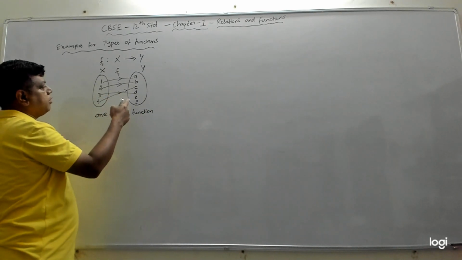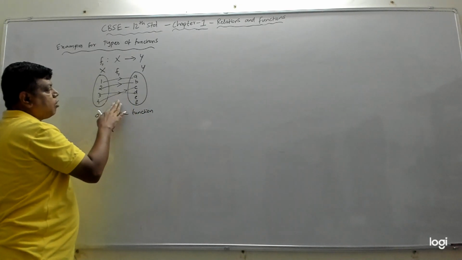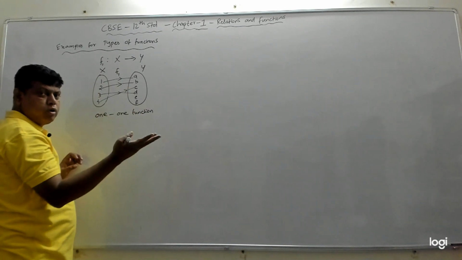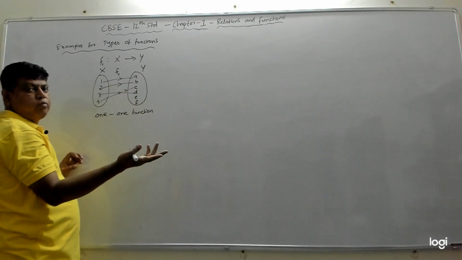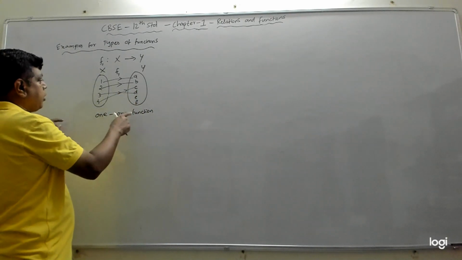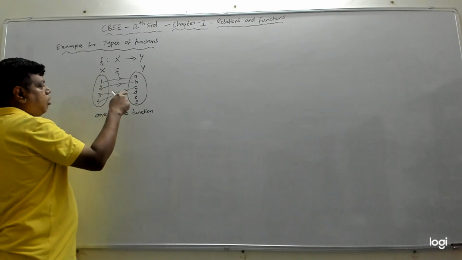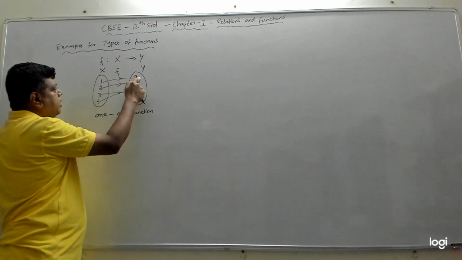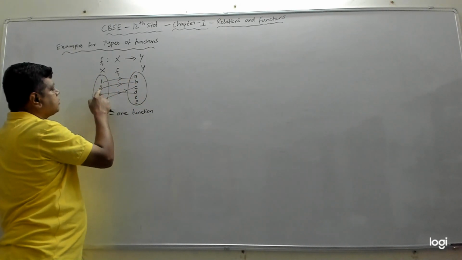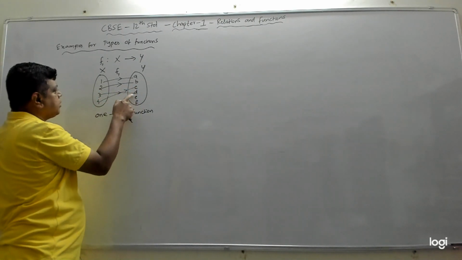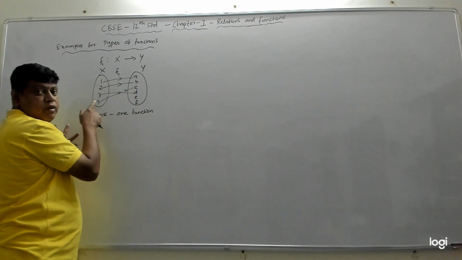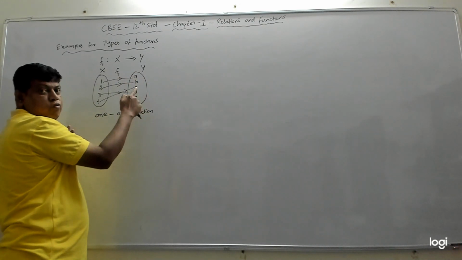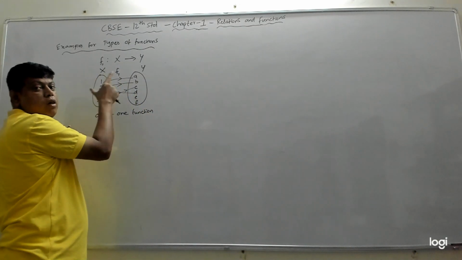Is it also onto? A function can be both one-to-one and onto, or one-to-one and into, or many-to-one and onto, or many-to-one and into. All four combinations are possible. So it's a one-to-one function. Is it an onto function? For onto, every element should be an image. A is the image of 1, B is the image of 2, C is the image of 4, D is the image of 3, E is not the image of anything. Then it is not onto. Every element of Y should be the image of some element in X. Then you call that function an onto function.